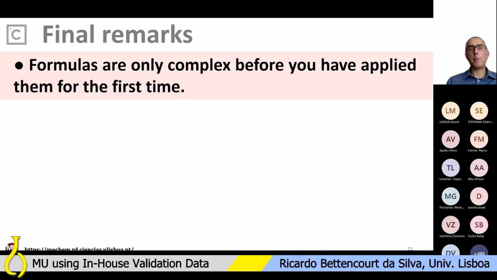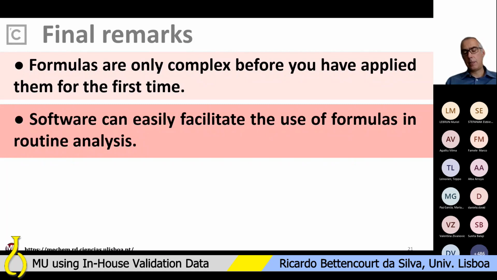So let me close with some final remarks. Some people, when they start to do uncertainty evaluations, find the formulas complex. And for them, complexity is always a major issue. But look, formulas are only complex before you apply them for the first time. And you can make the application of all these formulas rather easy if you use software, validated software. And the use of software makes calculations so easy that you can even use them in routine.